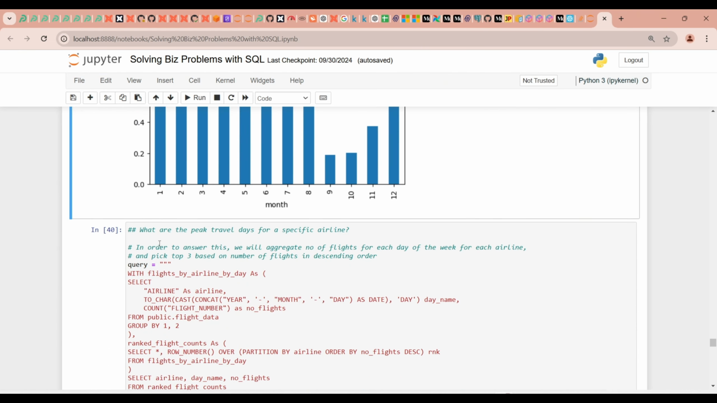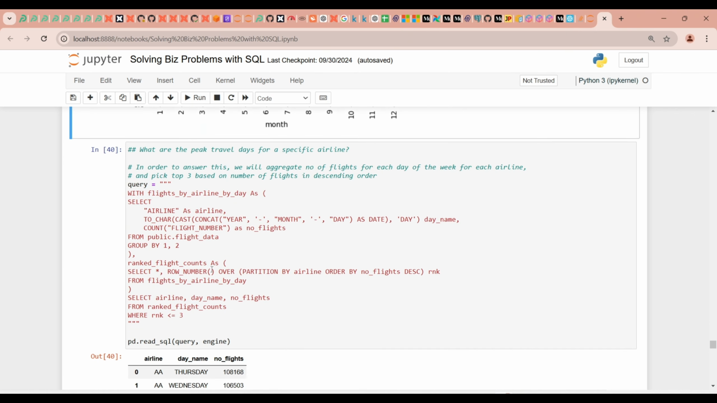All right. What are the peak travel days for a specific airline? So this is at airline level. In order to answer this, we will aggregate the number of flights for each day of the week for each airline and pick the top three based on number of flights in descending order.